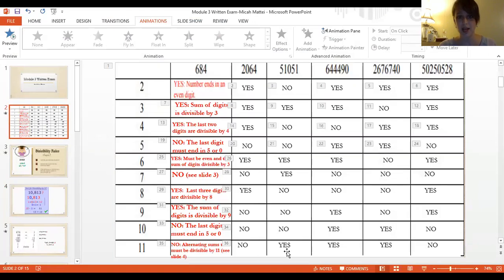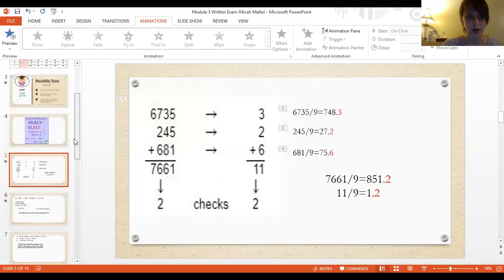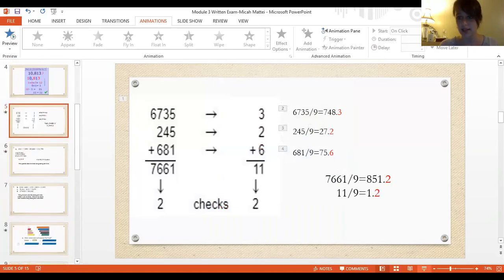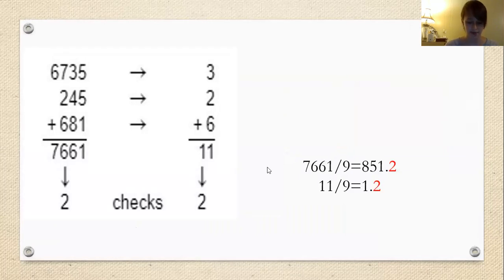So we go back to this slide, and you can see which ones are divisible by 11. So knowing those rules really helps you out. It's kind of like a shortcut, but some of them you want to double check with a calculator if you're not entirely confident on those. So now we go to this one. This is calculating numbers by canceling out nines.